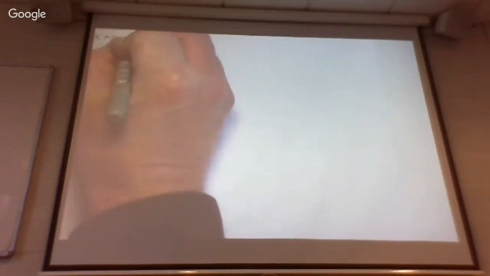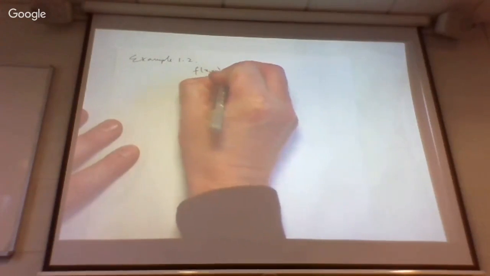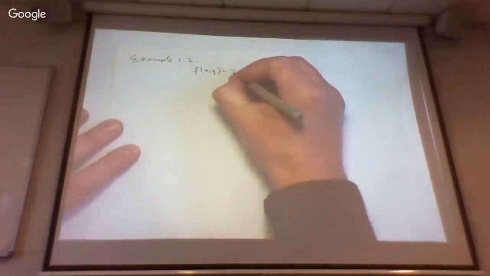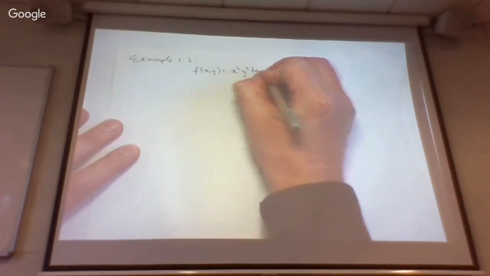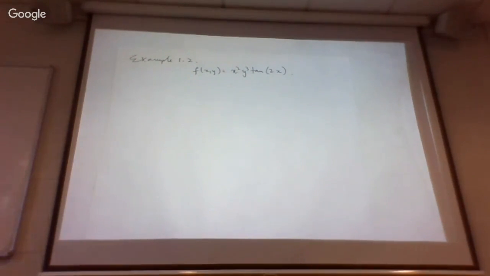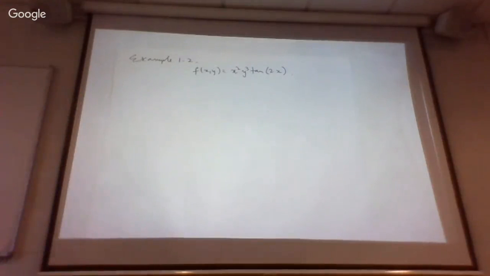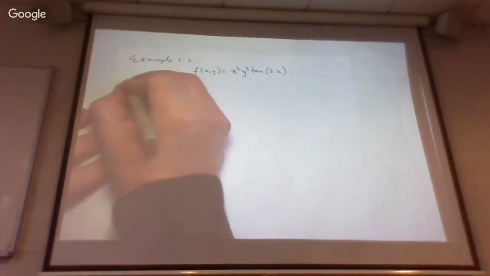For example 1.2, we're going to take this function, which is defined in the notes, f of x, y, and this is x squared y cubed tan 2x. This is a compound function, if you like, built up out of polynomial terms and a trigonometric function. But we're going to take its partial derivative with respect to x.